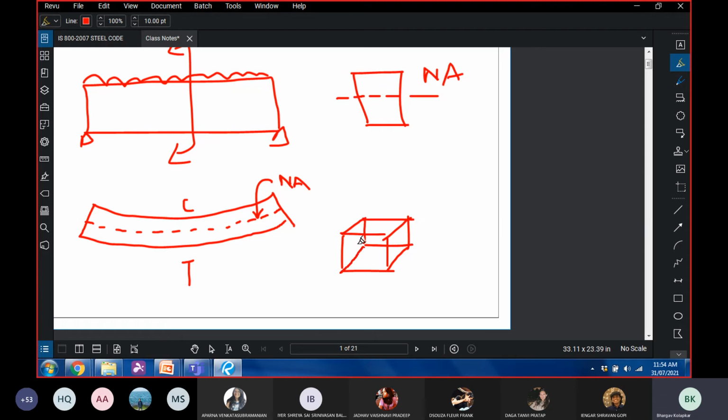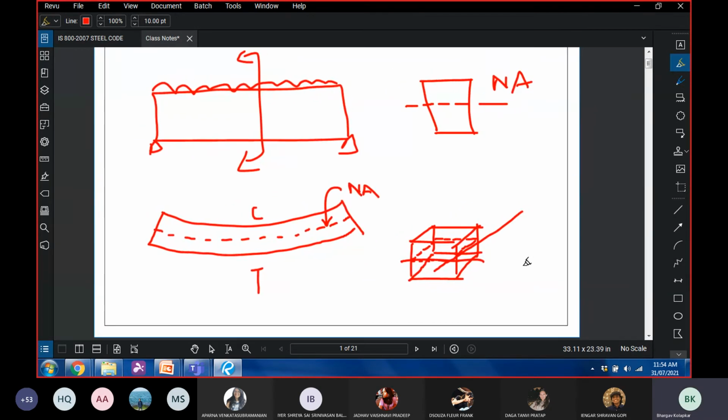So if this is your beam, you will have your neutral axis something like this. In cross section, you will see this, and in longitudinal section, you will see this. Do I answer your question?